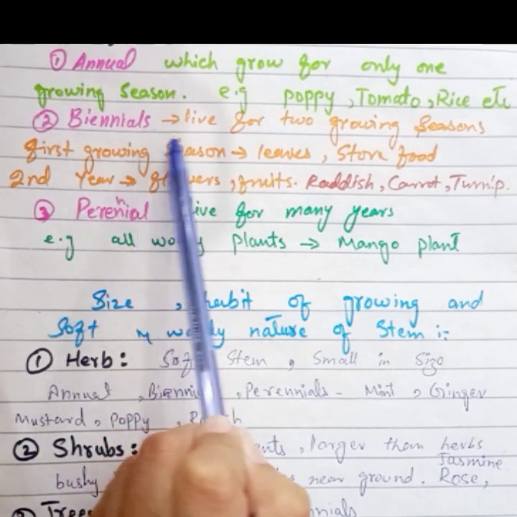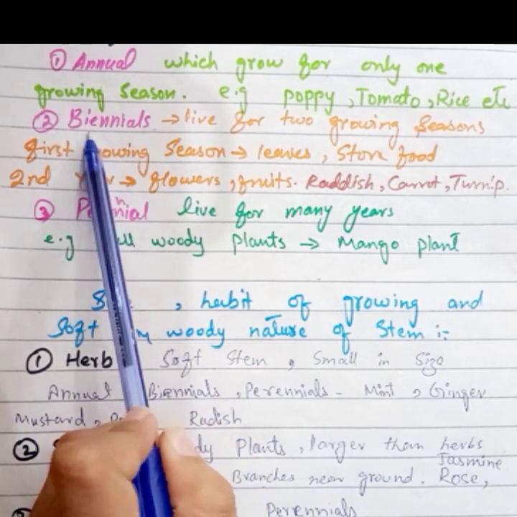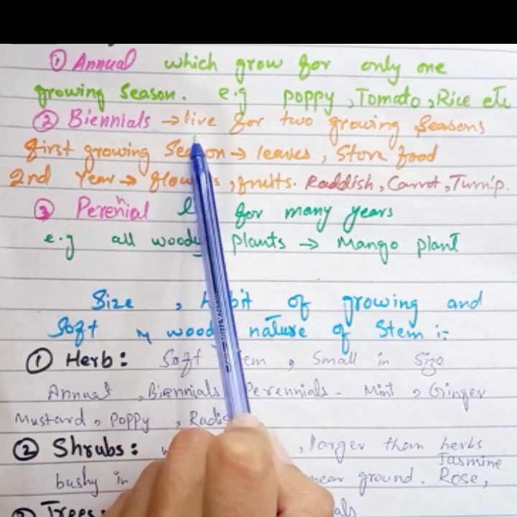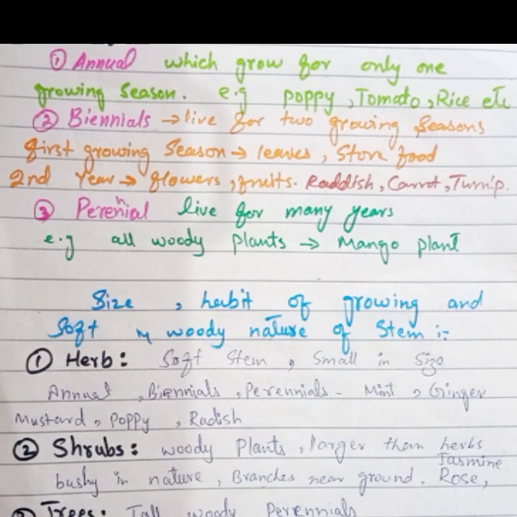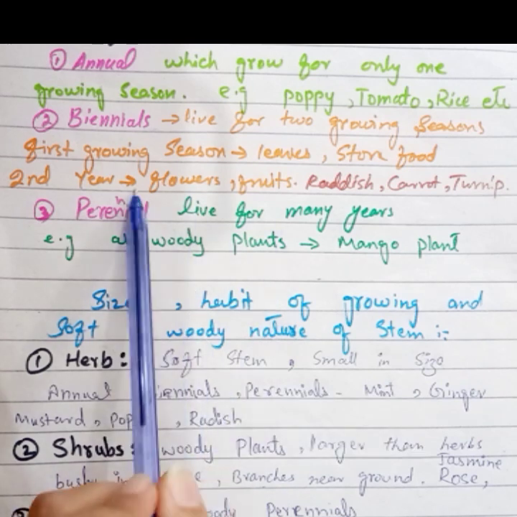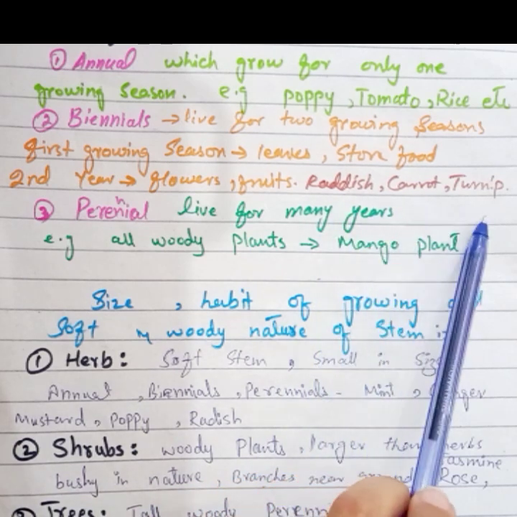And then next one is biennial. So you can guess from the name that it will have 2 years to grow. Bi means 2. So biennials are those plants which live for 2 growing seasons. During first season, they develop leaves on short stem and store food in their roots. During the following season, means in the next year, they will develop flowers and fruits. Example of biennial plants are radish, carrot, and turnip.